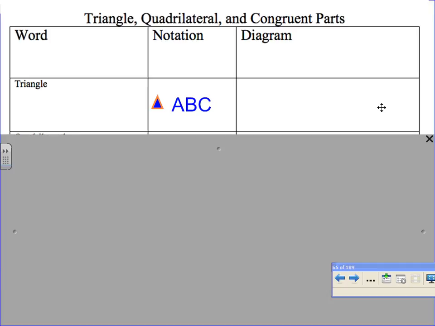So, triangle. Notation for a triangle. You have a little triangle in front, capital letters ABC. So if you see a triangle, notation is you have a little triangle in front, and then capital letters ABC. So here's our triangle, A, B, C. How many vertices are in a triangle? Emma H? Good. There's 3 vertices in a triangle. A, B, C.